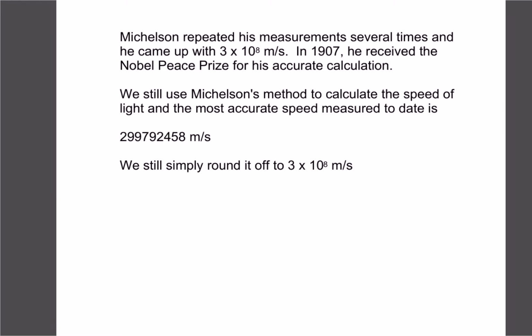So what happened is Michelson kept doing this over and over again to try to get better results. He would change his distances, he would change his mirrors to be a little bit better quality, and after several tries, he's the one that came up with the 3 times 10 to the 8th number that we still use today. So this is in the early 1900s, and in 1907 he actually got the Nobel Prize for his accurate calculations, and to this day we still use his method to calculate the speed of light.